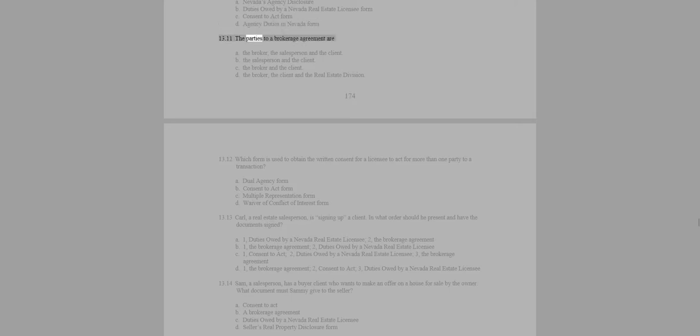13.11 The parties to a brokerage agreement are: A. The broker, the salesperson, and the client. B. The salesperson and the client. C. The broker and the client. D. The broker, the client, and the real estate division.